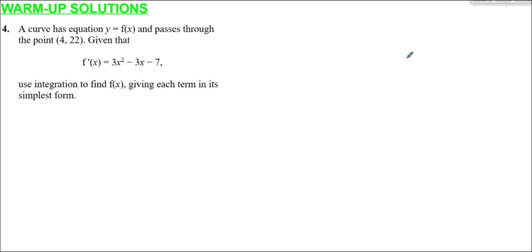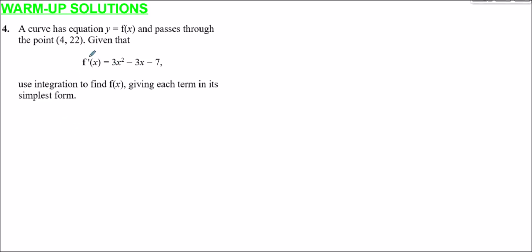Finally, warm-up question 4. What we've got here is a curve with equation y equals f of x, and it passes through the point 4, 22. We're given that f dash of x, the derivative function, is 3x squared minus 3x minus 7. We need to integrate to find f of x, giving each term in its simplest form.